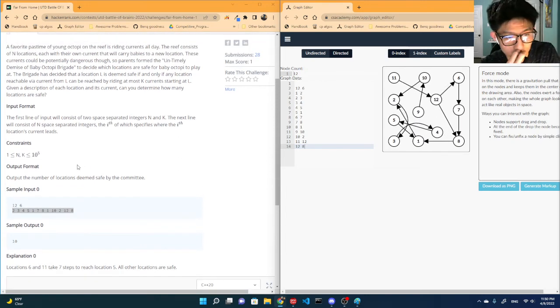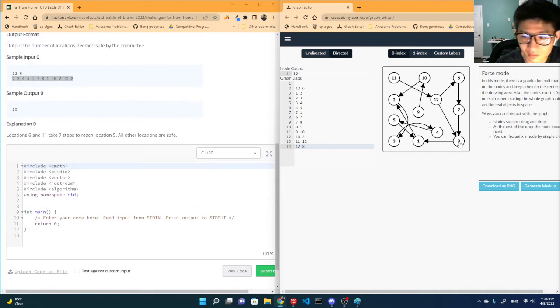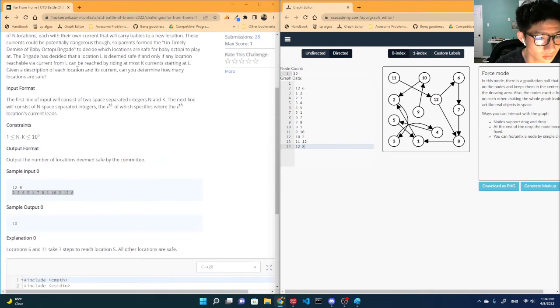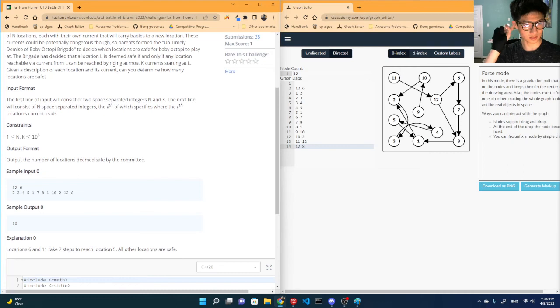The description of each location is current. Can you determine how many locations are safe? Any location reachable via a current from L can be reached by riding at most K currents starting from L. What? I don't get this. What the heck? How did Sam solve this? So it's safe if any location reachable via current from L can be reached by riding at most K currents starting from L.